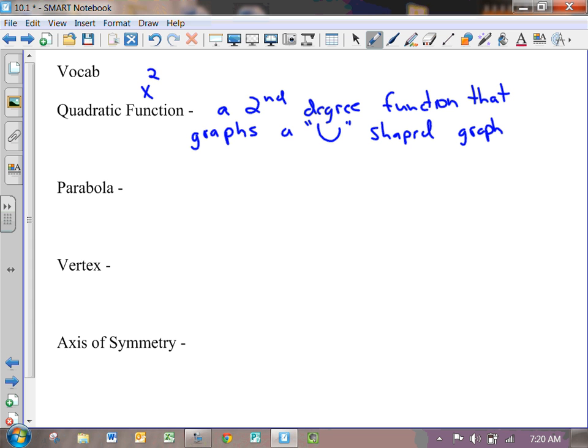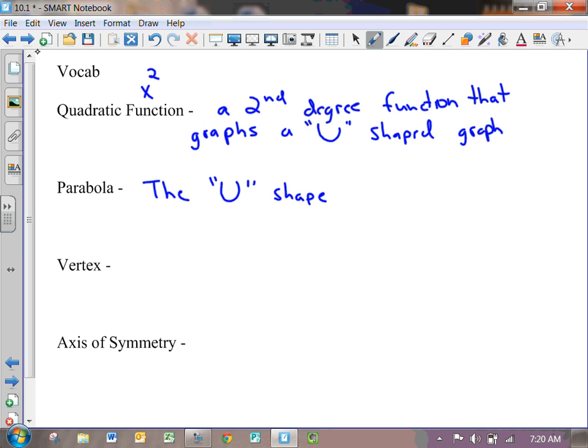A parabola is the U-shaped graph. U-shape is what a parabola is. Now, it's not totally a U, but we kind of call it that way. There are some graphs that are V's, which are kind of cool. If you've heard of absolute value, that actually makes a graph that looks like that. So there's U-shape and there's V-shape. It doesn't look like W's, so it's kind of cool.